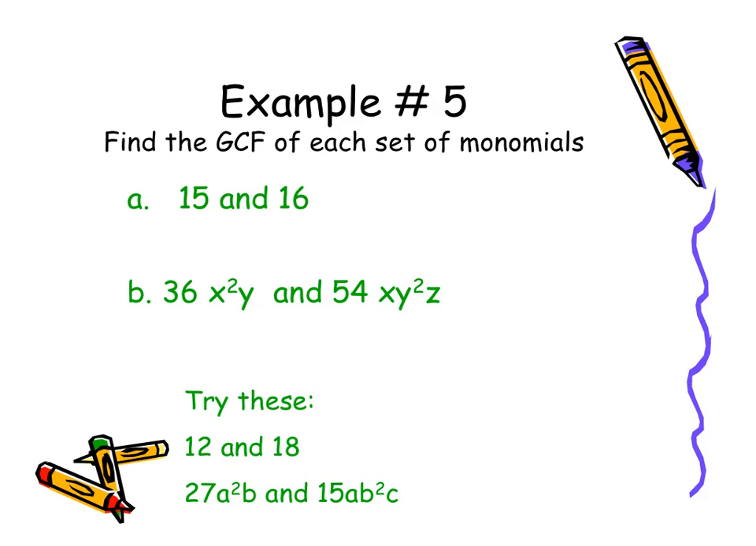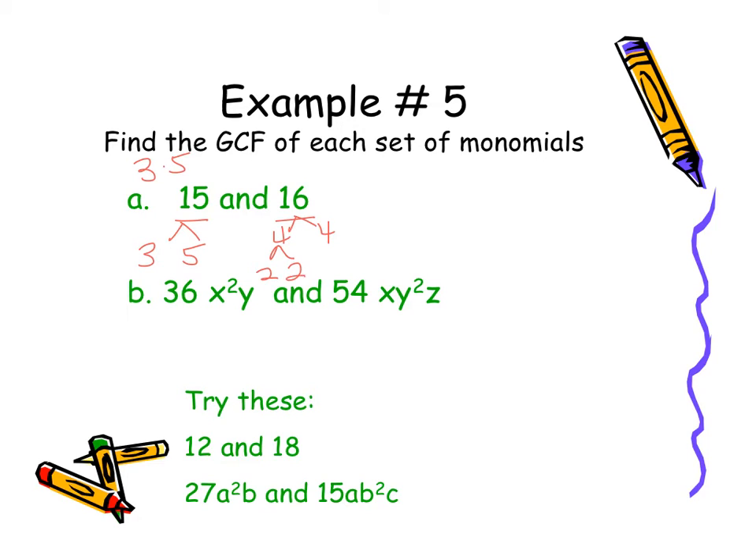Alright, so I'm going to do 2 examples, and I got 2 for you to try. So first of all, I want to find the GCF of 15 and 16. So if I factor 15, it factors into 3 times 5. So my prime factorization of 15 is 3 and 5. And if I factor 16, I'm going to start with 4 and 4. And remember, it doesn't matter how you start. Your final line's going to be the same thing no matter what.